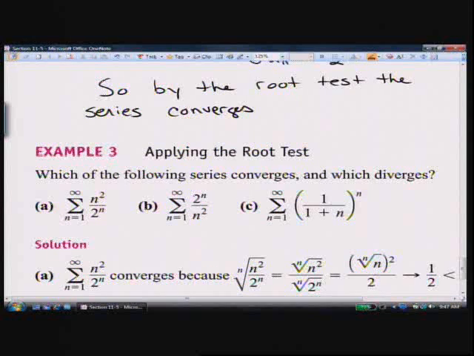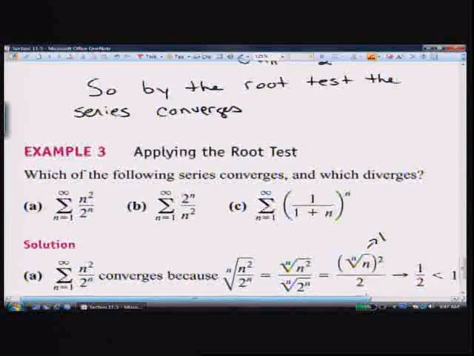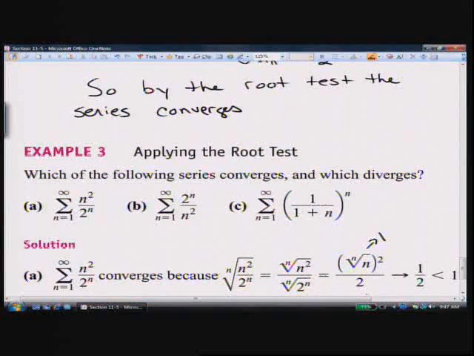Now, the nth root of n quantity squared is equivalent to the nth root of n, squared. That's from algebra, right? And so this goes to 1 by that theorem as n goes to infinity, and so 1 squared would also go to 1. And so you get 1/2, which is less than 1, and so you can say that it converges. So that's a pretty quick one to say that it converges.